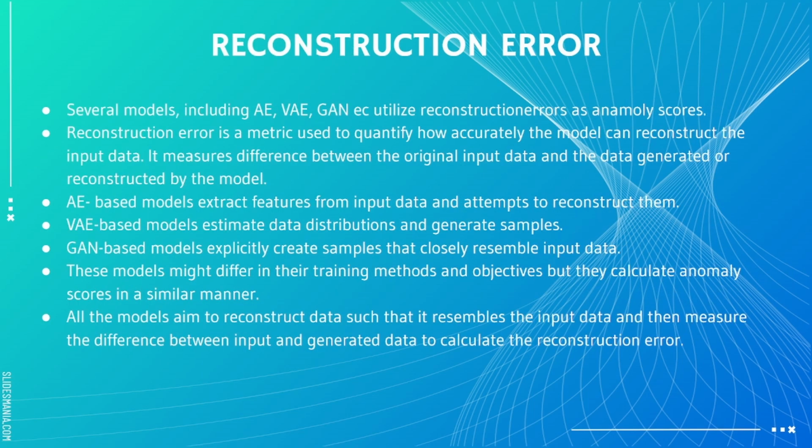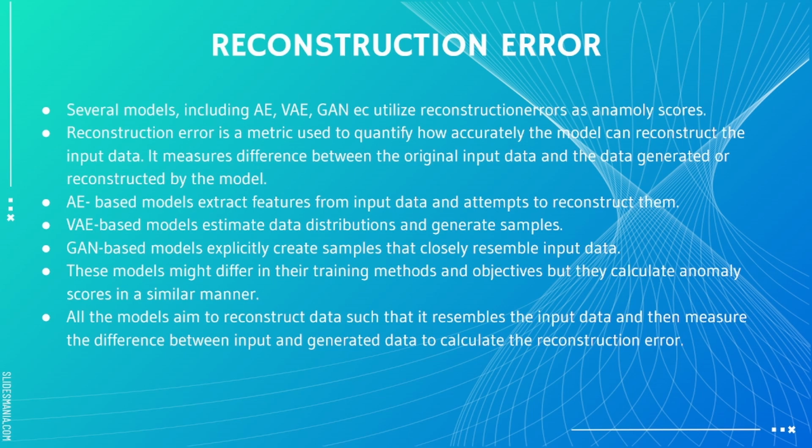So reconstruction error. Several models like autoencoder, variational autoencoder, GAN, etc. utilize reconstruction errors as anomaly scores. Reconstruction error is a metric used to quantify how accurately the model can reconstruct the input data. It measures the difference between the original input data and the data generated or reconstructed by the model.